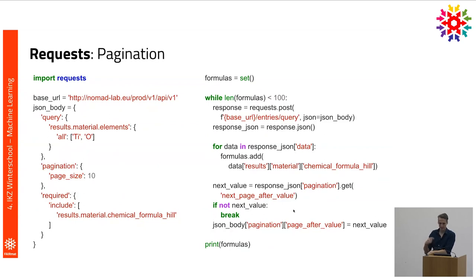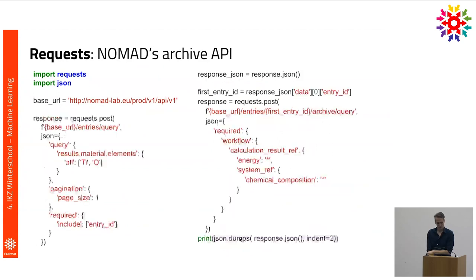So with the next request, we are sending the after value with it, right? And then we get the next page that is after this value. And then the next time we use the next after value and so on and so forth. And therefore, we always get new pages. We always get the next page. And once we have more than 100, the loop will stop. Or if there is no next after value, because we already exhausted our query before we reached 100 formulas, we also stop. And then we just print out the formulas. This is how pagination works.